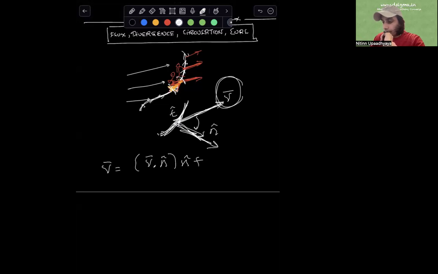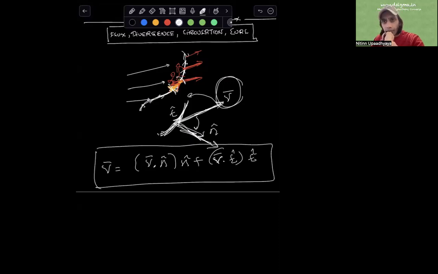Plus, I can take a projection of the velocity field along the tangent to the curve. And that will give me the component v dot t along the tangent to the curve, right? So this is just taking the projection of the velocity vector along two orthogonal directions and writing the velocity vector in terms of the components along these two orthogonal directions, right?